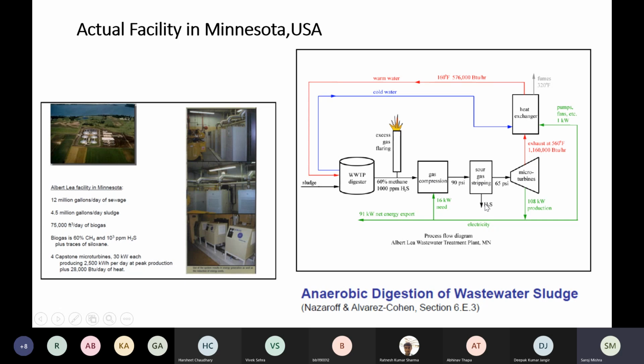Hydrogen sulfide is a contaminant which you don't want because it doesn't make it a clean fuel. So hydrogen sulfide can be stripped out of this. Okay, and it can be used under pressure to drive micro turbines, and then you have 108 kilowatt production of energy, driven by these micro turbines, or you have so much heat which is generated, which goes through a heat exchanger.